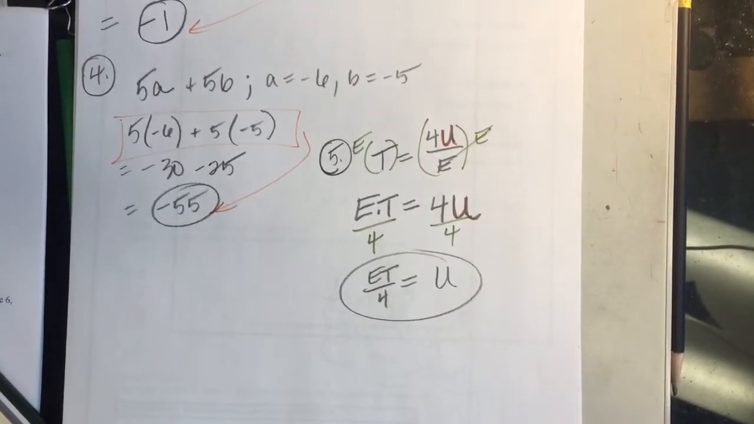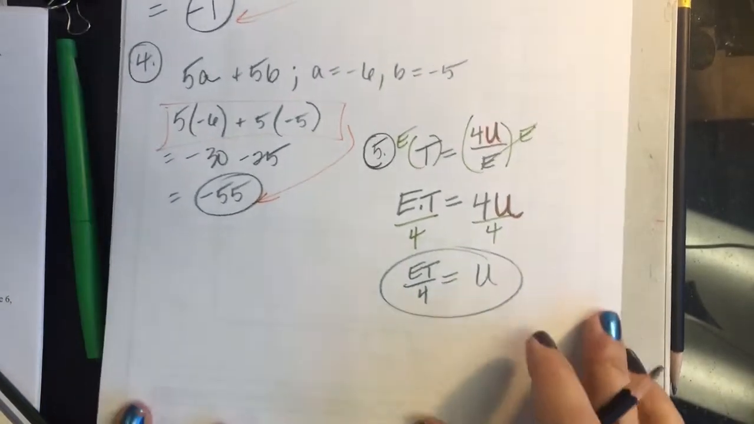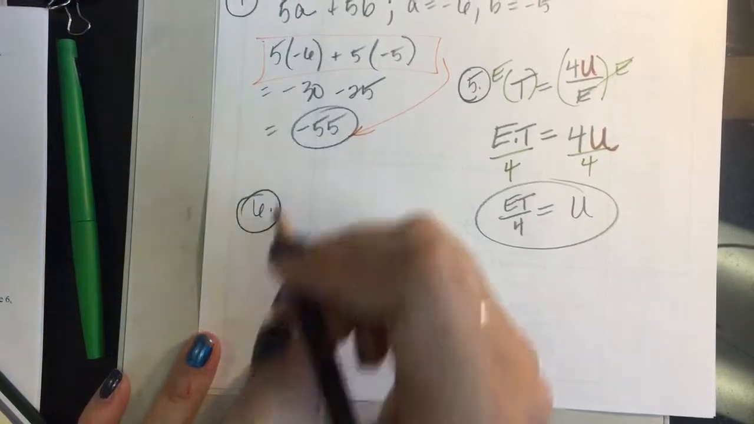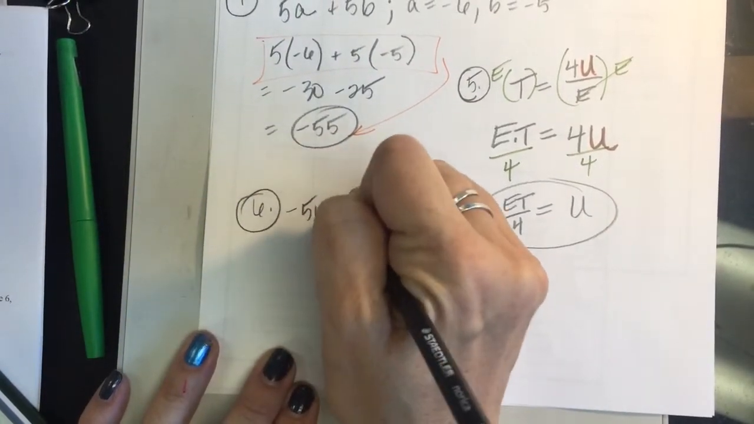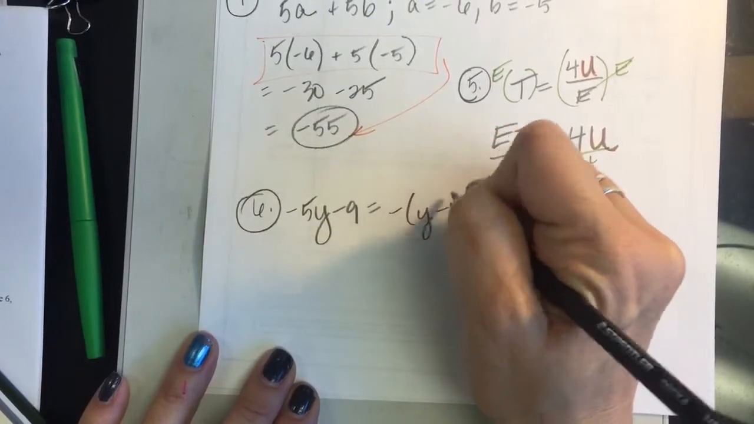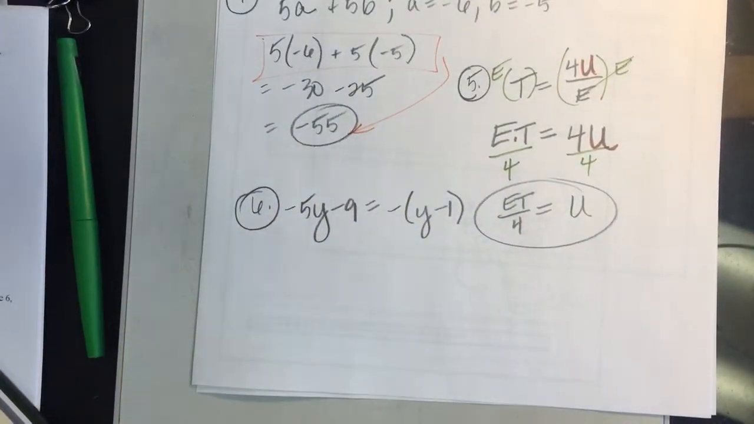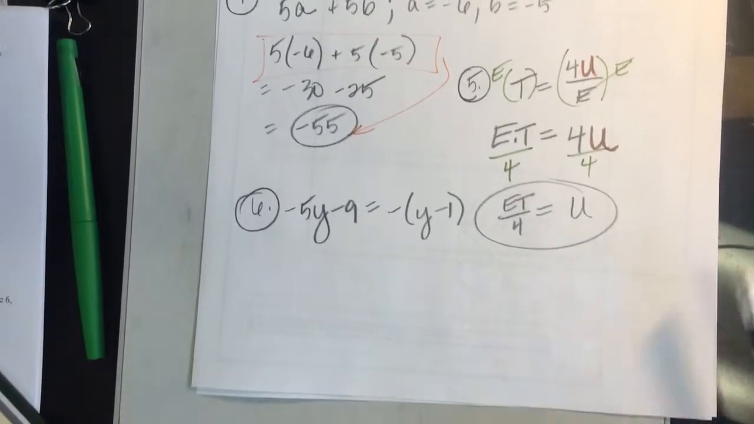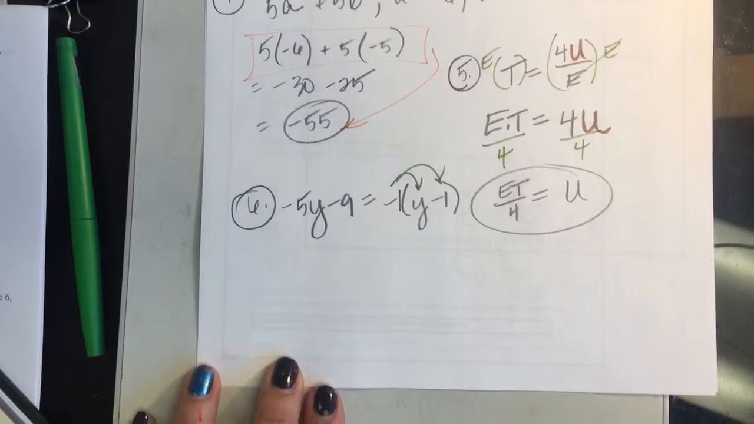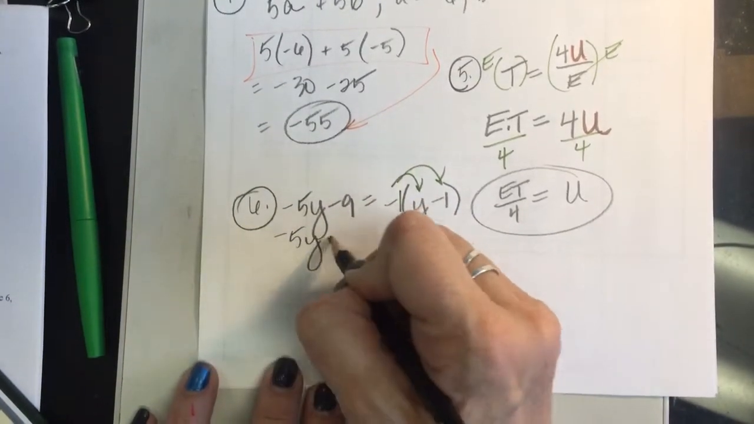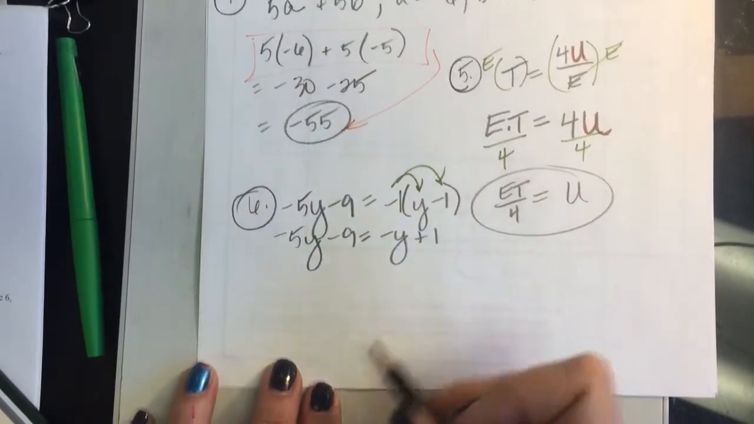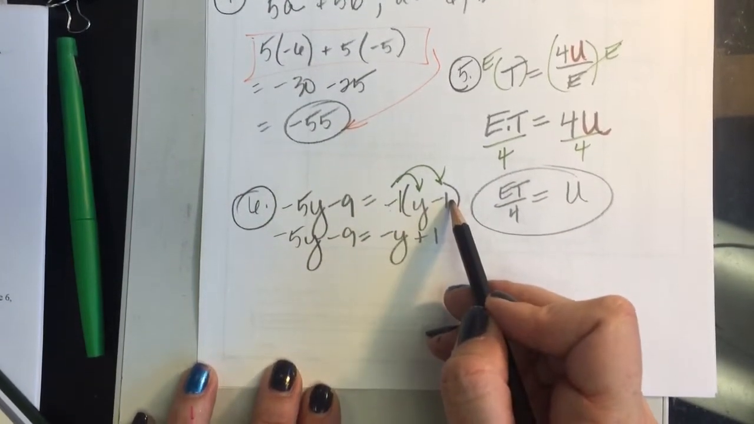Now for number 6, 7, this is just solving equations. Number 6, -5y minus 9. I would have to believe you guys have some kind of paper attached to this, because there's not enough room. Well, I guess you could work them out on the page there. This is like distributing -1. -5y minus 9 equals -y plus 1. -1, -1 going through here.